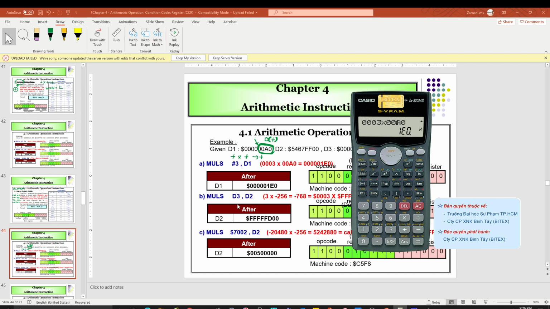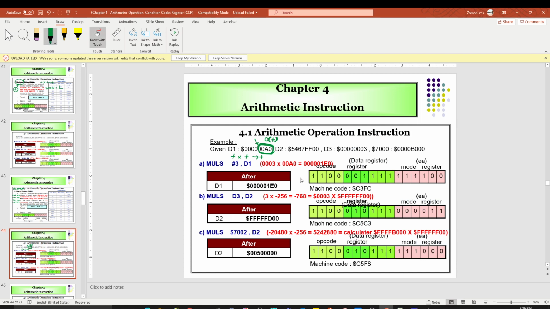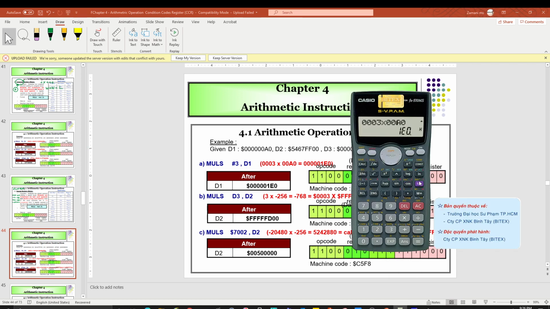Now let's look at the second example, multiply sign D3 D2. D3 here, the last 4 digits are 0003, this is a positive number. And then you are going to look at D2. D2 is now FF00. When you see that the MSB is 1, this is a negative number. Okay, negative number. So let's try whether you can get the answer or not.